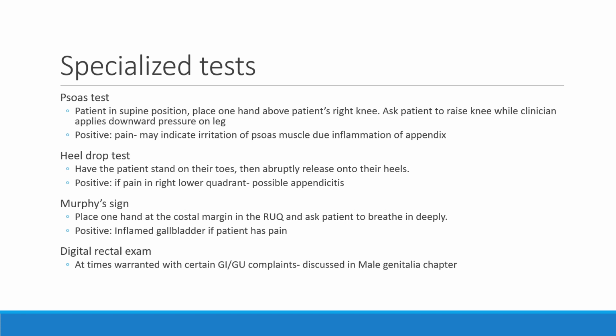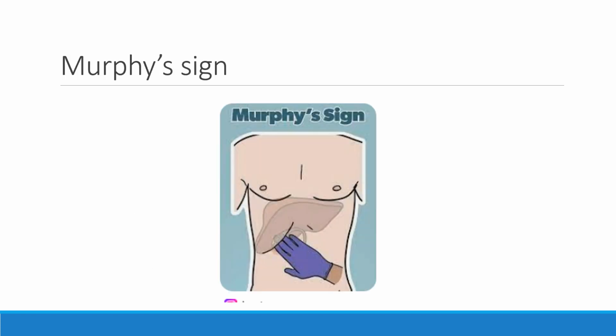Digital rectal exam is sometimes done with certain GI and GU complaints. And then we have Murphy's sign, which is really used for the right upper quadrant. So if we have concerns about cholecystitis, you place one hand at the costal margin of the right upper quadrant and ask the patient to take a deep breath, and it's positive if the patient has pain. This shows Murphy's sign.